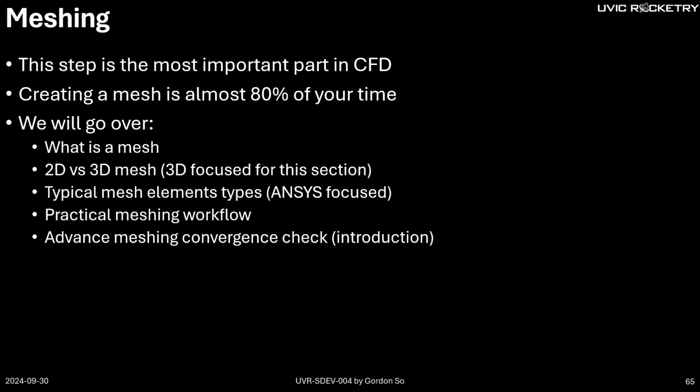We'll go through the following: what is actually a mesh. 2D and 3D mesh are different, but we focus on 3D because it's the most used, at least for us right now. And typical mesh elements will change based on what you want to do. We focus on ANSYS because we have that software the most, and ANSYS has its own set of elements too, so that's good to mention here. What would a practical meshing workflow look like? And some advanced meshing convergence checks. But that is just an introduction, and I would suggest trying it out.